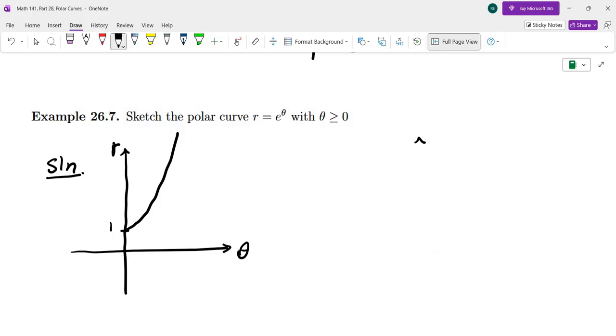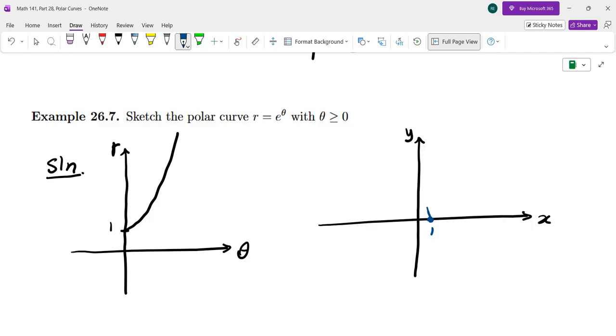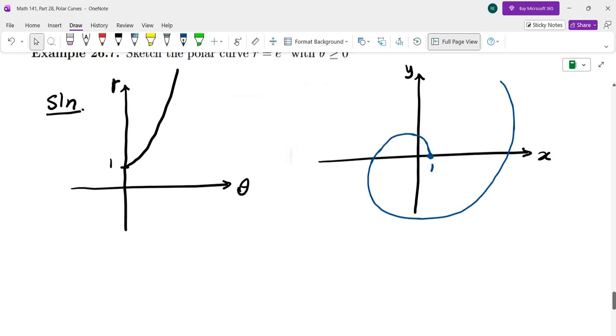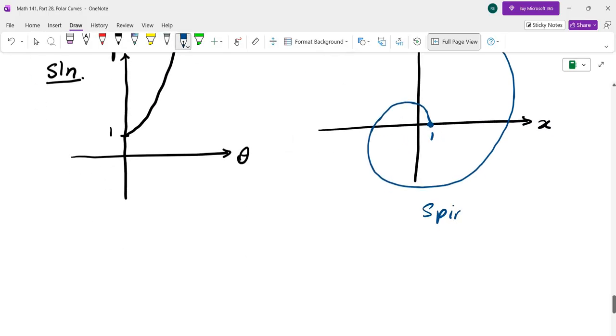So what happens on the xy plane? On the xy plane, it starts from the point 1 comma 0, because for theta equals 0, r is 1. And then the radius gets rapidly large, which means it gets away from the origin. So what is this curve? Well, this is a spiral.